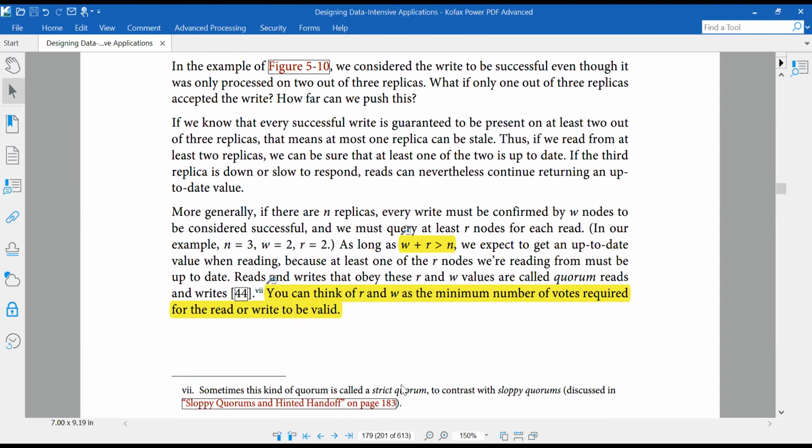See here what they are talking about, reads and writes that obey the R and W values are called quorum reads and all that. So that is what is called a strict quorum. I think in Grokking we read it, if I recall. Yeah. Strict quorum and sloppy quorums. Yes. Got it. So if the overlap is there, then it is going to be a strict quorum, isn't it? Yeah. At least one overlap, right? Or is it like writing to every replica and reading also from every replica?